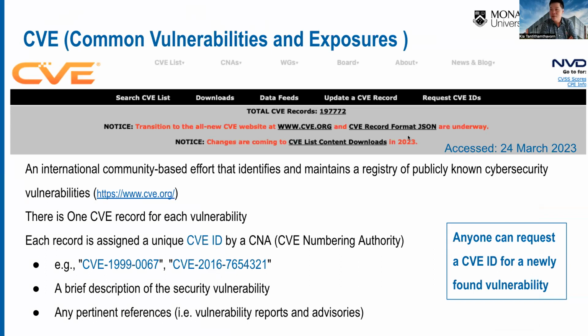So next. Normally, good hackers are called white hat hackers. If they discover these security issues, they normally report them to the public domain. It's called CVE, or Common Vulnerabilities and Exposures. It is an international community-based effort that identifies and maintains a registry of publicly known cybersecurity vulnerabilities.